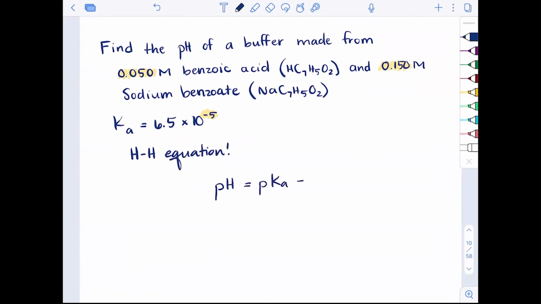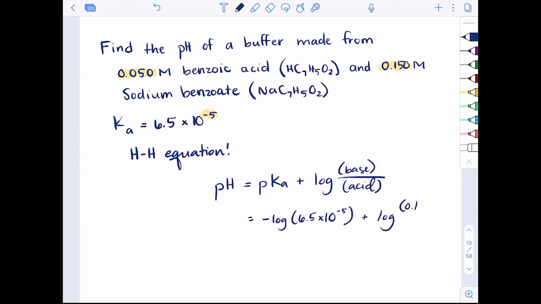pH is equal to pKa plus log of the base over the acid. pKa is going to be the negative log of 6.5 times 10 to the negative 5, plus log of 0.150, the concentration of sodium benzoate, divided by 0.050, the concentration of benzoic acid.